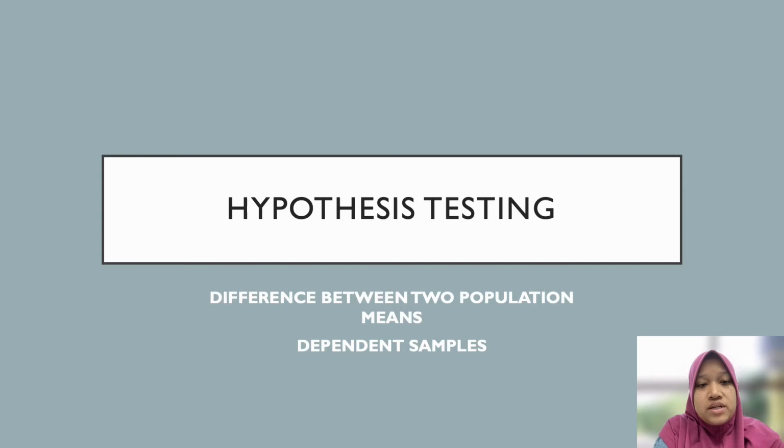So if you still remember, what is the difference between the independent and dependent sample? For the dependent sample, I recap. The dependent sample means, for example, you have one group of population that is tested twice.